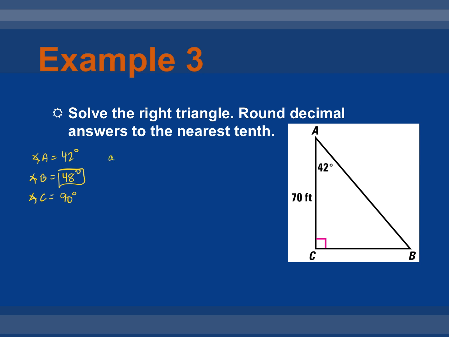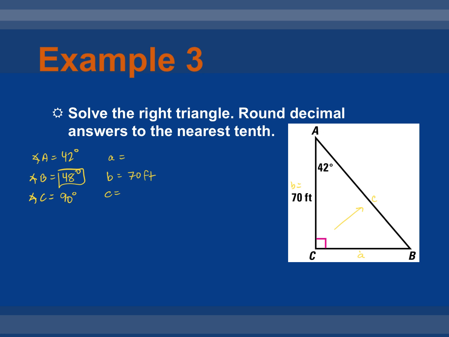The missing sides are little a, little b, and little c, which obviously this is little c, this is little a, and this is little b. So side b is 70 feet long. We've got that. So now we have to use our trig ratios to find the rest.